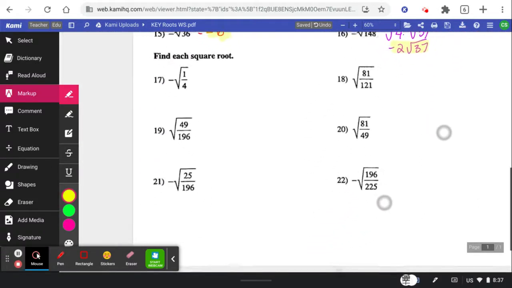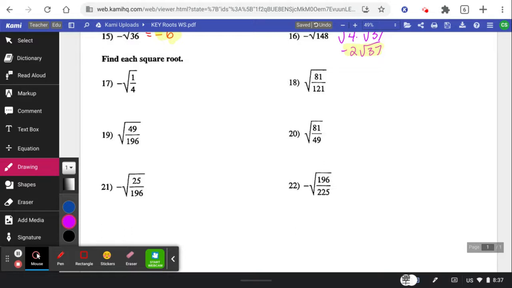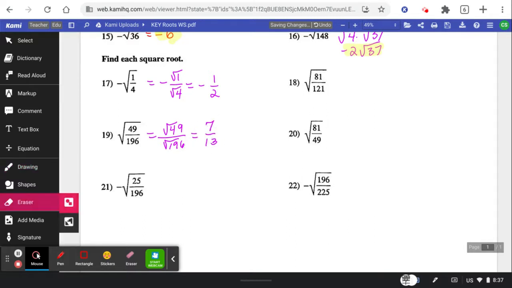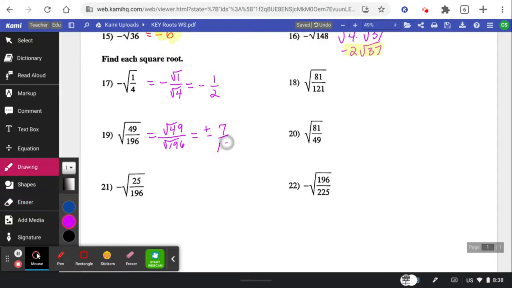All right, this last section is applying the concept that a fraction can be broken up into 2 different square roots. Like the square root of that whole fraction could be broken up into the square root of 1 over the square root of 4. So it's just negative 1/2. Square root of 49 over the square root of 196. And because that one doesn't have a sign, we're going to call it plus or minus 7/13.